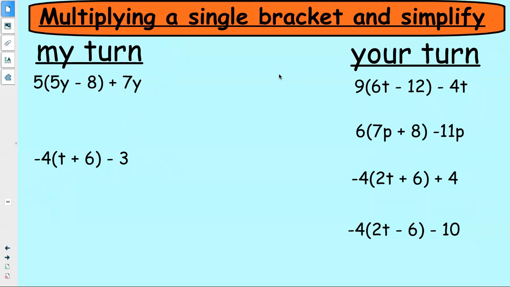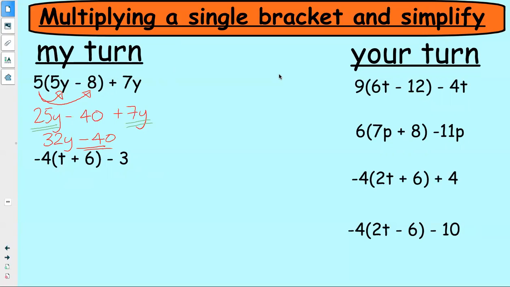Okay, so my turn on the left-hand side. So I've got 5 multiplied by 5y, which is 25y. 5 multiplied by a negative 8, which is negative 40. And then I'm adding on a 7y. So again, the 25y and the 7y can be added together because they're like terms. So it's going to be 32y subtract 40. Final answer.